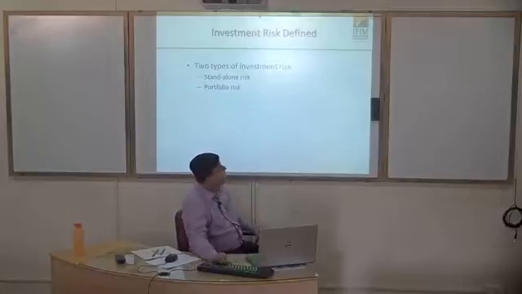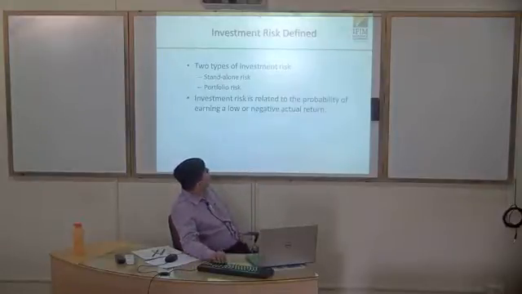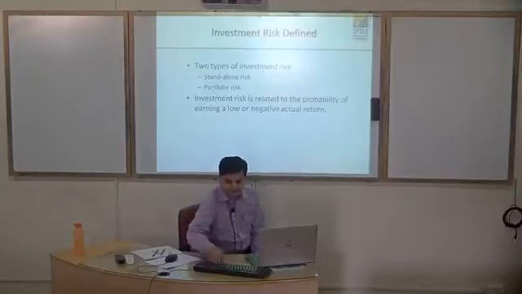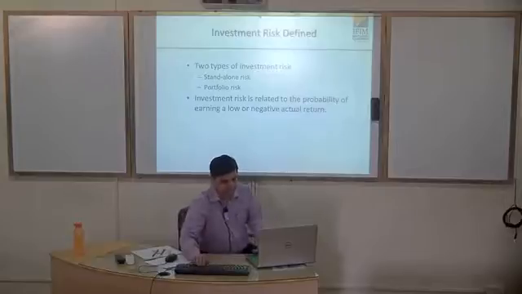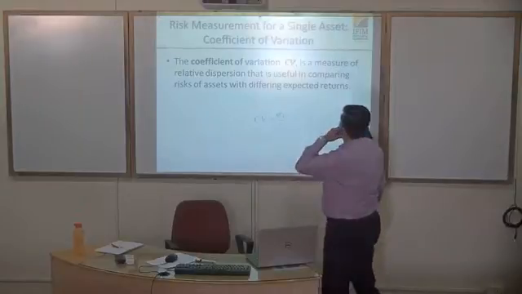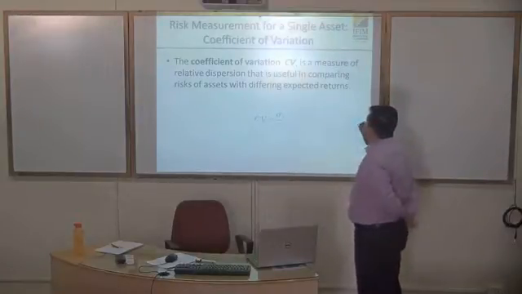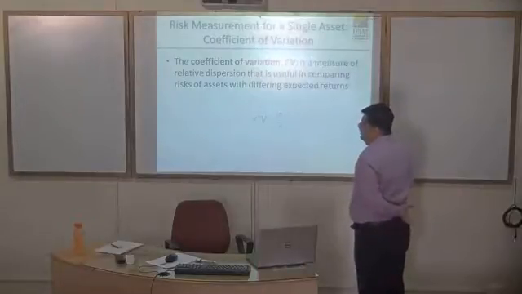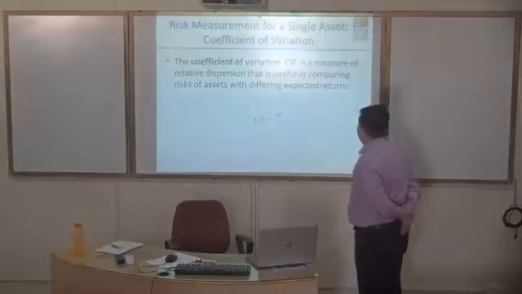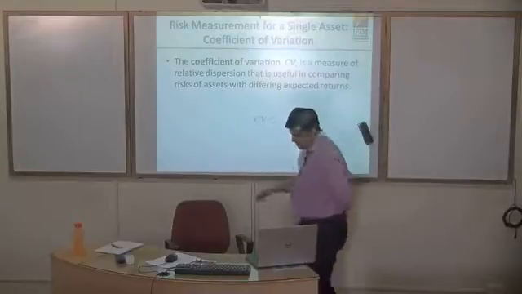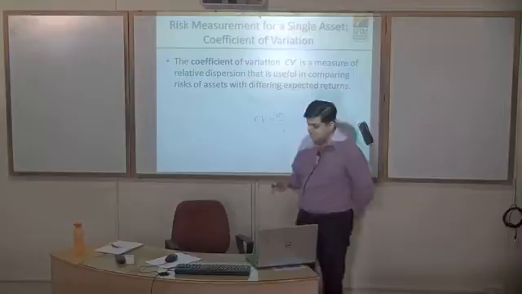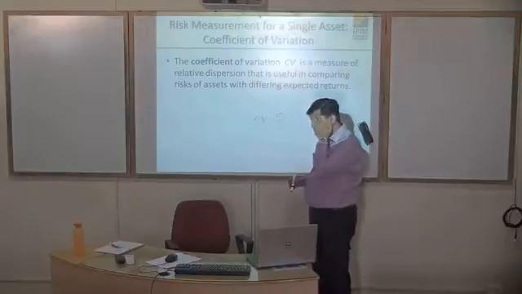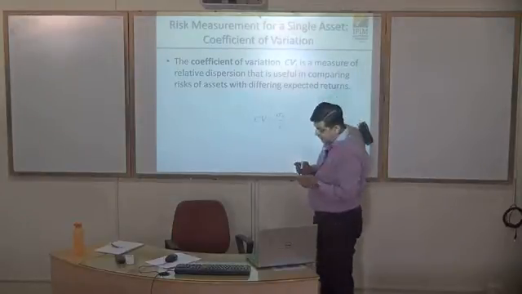Investment risk is related to the probability of earning a lower or negative actual return. Done. So, coefficient of variation. The coefficient of variation is the measure of relative dispersion that is useful in comparing risk of assets with differing expected returns. Simply put, CV, again this is also done in statistics, is standard deviation divided by R bar.